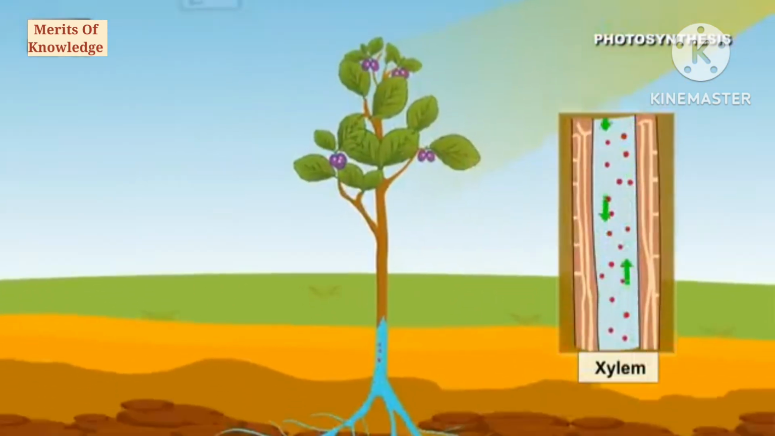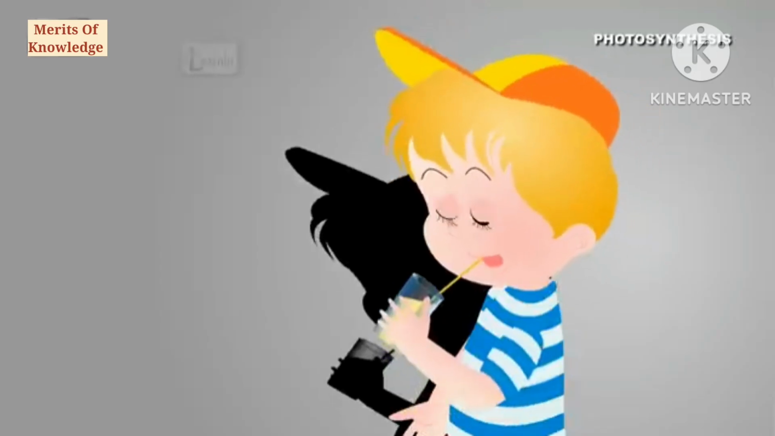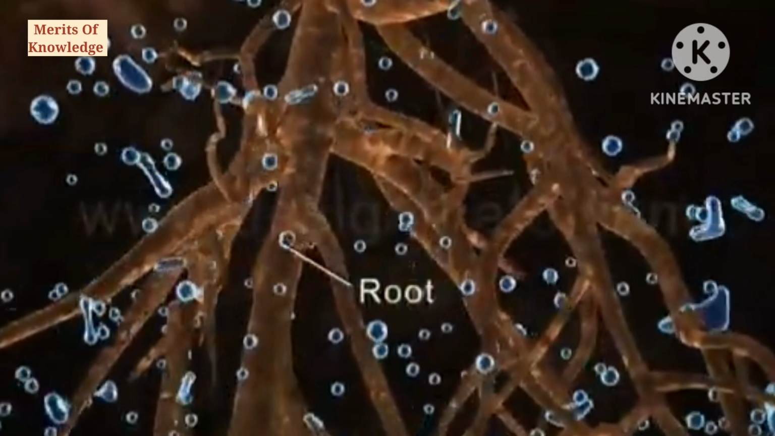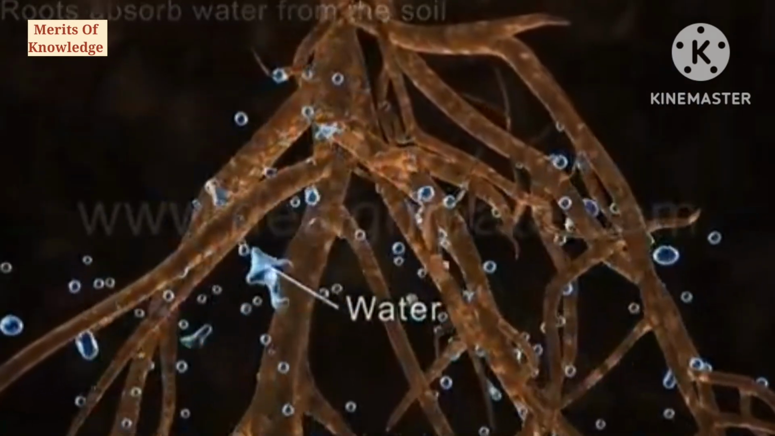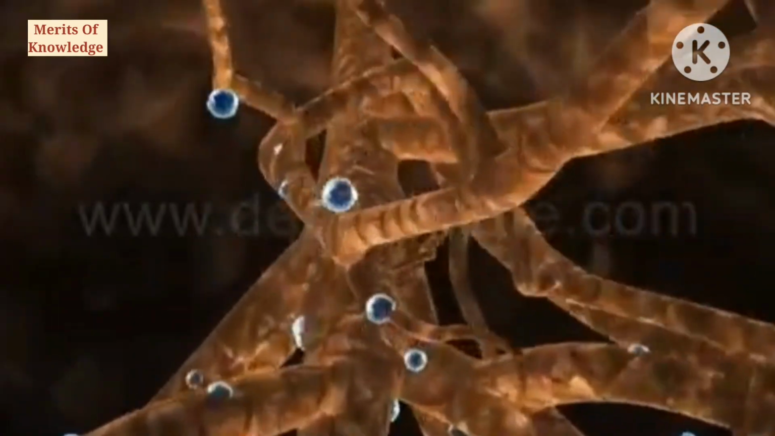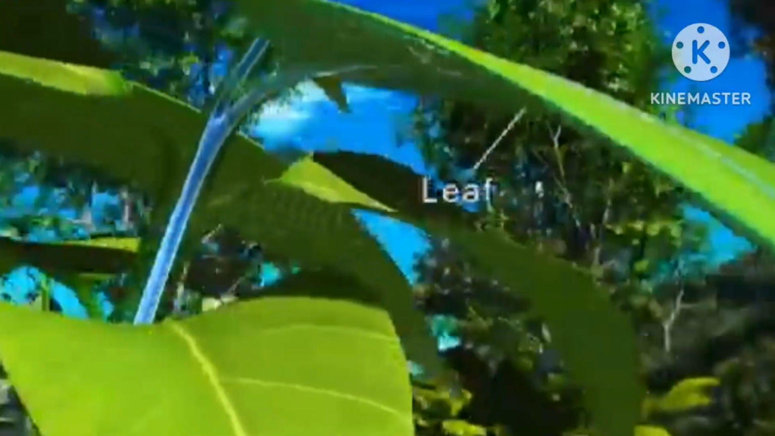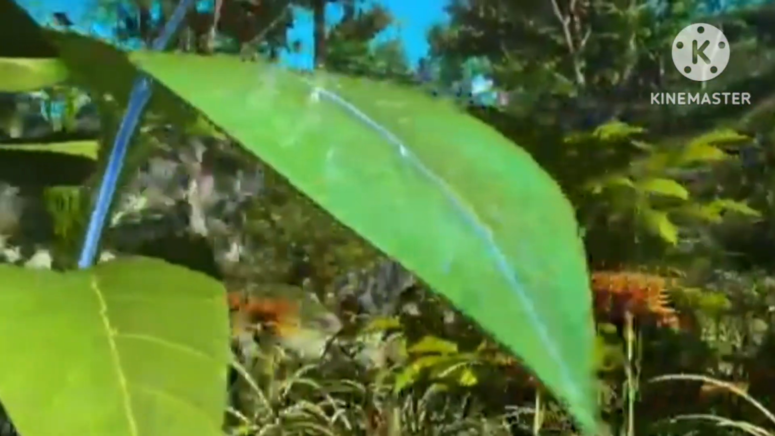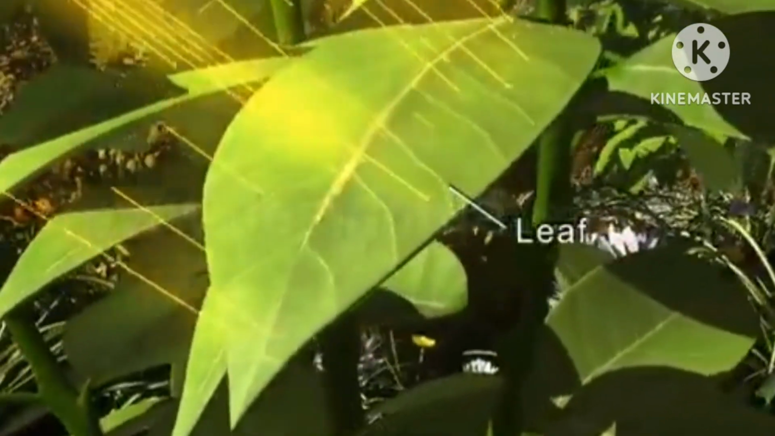Xylem is the tissue which will convey the water and the nutrients to the rest of the plant. It acts like a straw. Here you can see the roots absorb water from the soil and, through the tiny tubes, transport it to the stem and then to the leaves. The stem holds the leaves in such a way that they absorb maximum energy from sunlight.